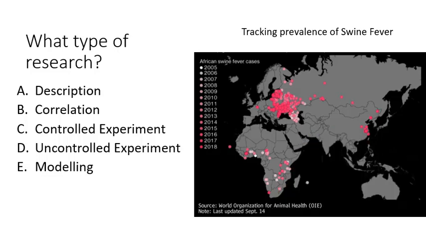This would be a description study. It's simply monitoring where and when a disease appears. Some students get confused between descriptions and correlations when there are years involved. But years are not variables.